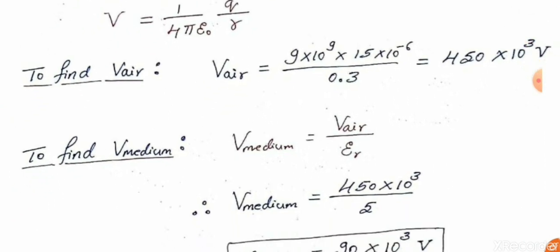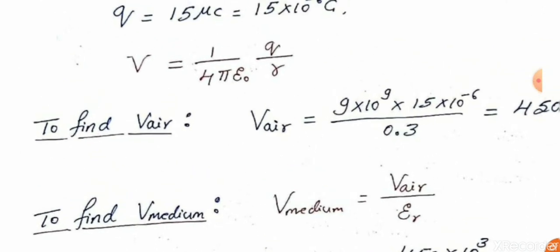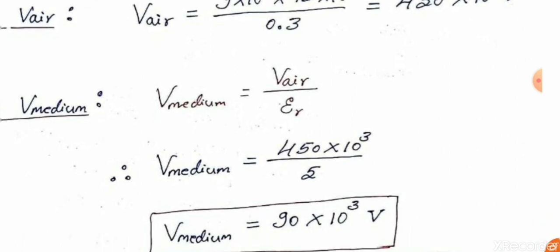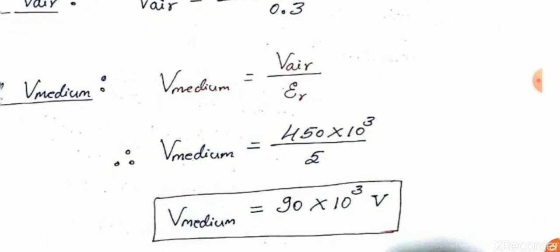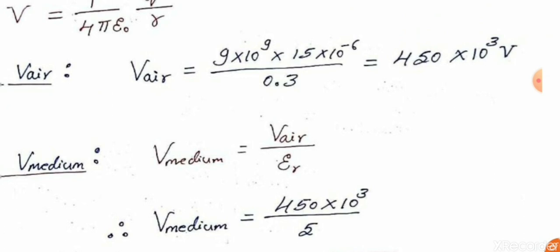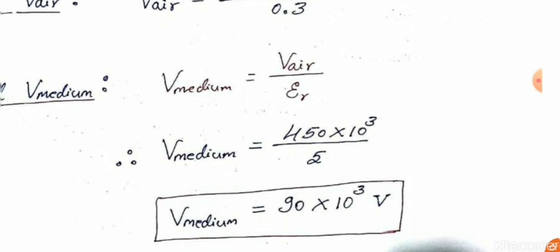Next, to find out in the different medium, we have this formula with respect to the air medium. V medium is equal to V air by epsilon r. In the above formula, 1 by 4 pi epsilon naught, if we multiply the denominator by epsilon r, epsilon naught into epsilon r, that defines the potential in any medium. So here we can directly use this formula: V medium is equal to V air divided by epsilon r. V air we already calculated. Substitute the epsilon r value, then you will get V medium as 90 into 10 power 3 volt.